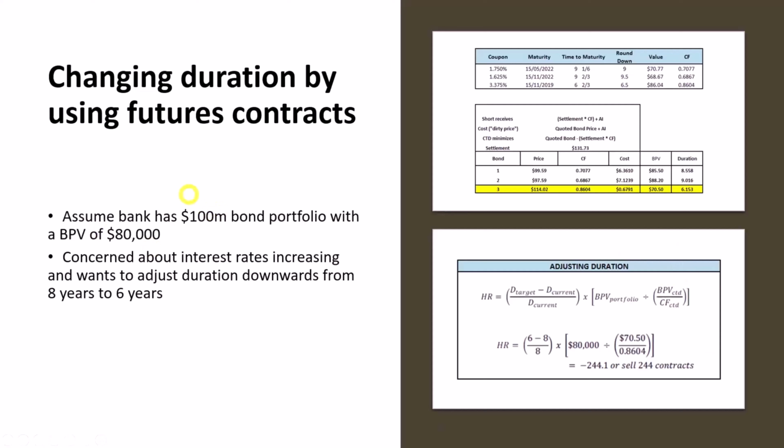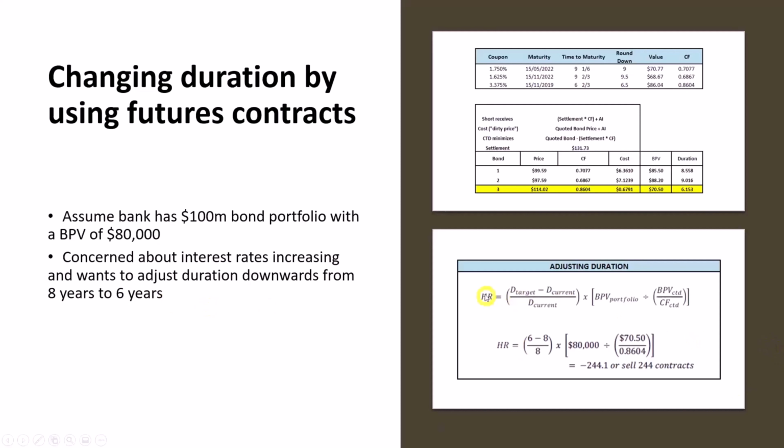Let's assume that a bank has a $100 million bond portfolio with a BPV of $80,000. This has been calculated. The bank is concerned about interest rates increasing and thereby the price of the bonds decreasing, and wants to adjust the duration of the portfolio downwards from its current duration value of, say, 8 years to 6 years. This would help to reduce the market risk for this particular portfolio.